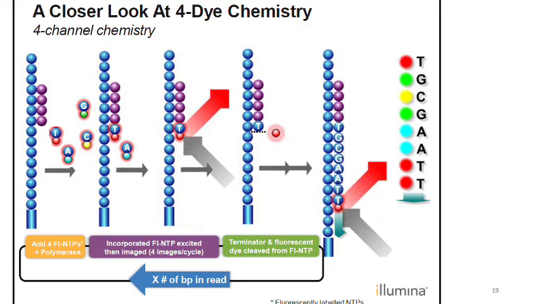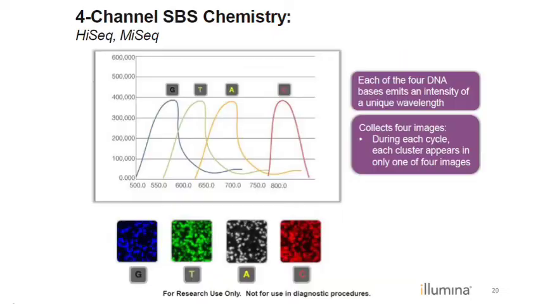Following image capture, the fluorophore is cleaved off the dideoxynucleotide, and the dideoxynucleotide is converted to a deoxynucleotide. Thus, we can then repeat the process and add a dideoxynucleotide, take a picture, cleave off the fluorophore, convert the dideoxynucleotide into a deoxynucleotide, and repeat. In 4-channel sequencing, each dideoxynucleotide is labeled with a different colored fluorophore. Subsequently, 4 images are captured each time a nucleotide is added. Color will be observed in only 1 of the 4 images.